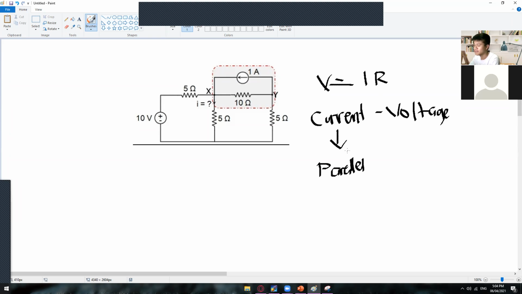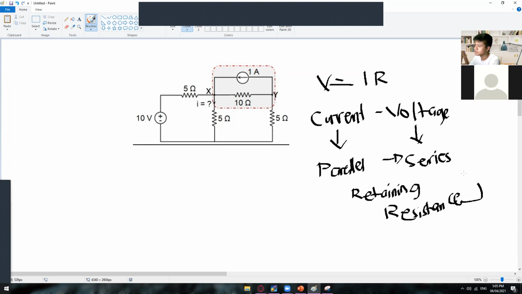So what do I mean by they are in parallel? The current is in parallel with the resistance, I and R. That's one way for you to check if it's possible to convert a current into voltage. And once you have converted this current to voltage, it will now become a series connection, retaining the resistance, which is now in series connection.